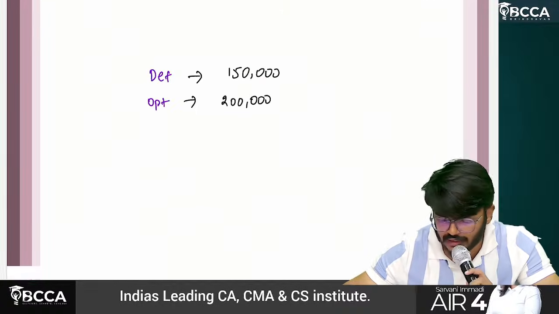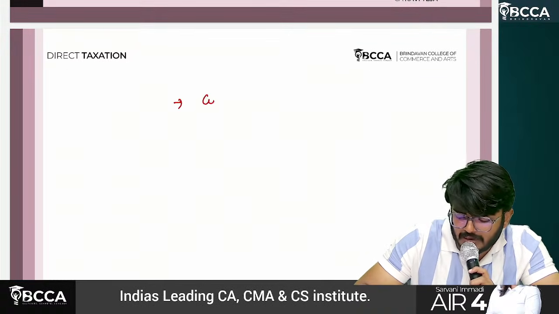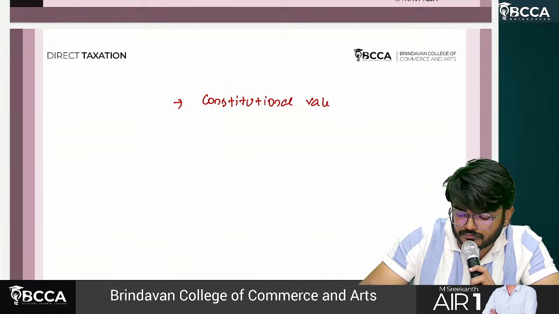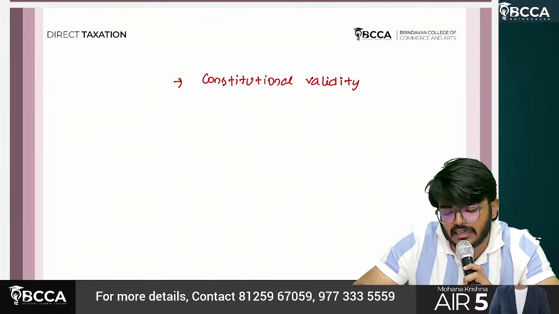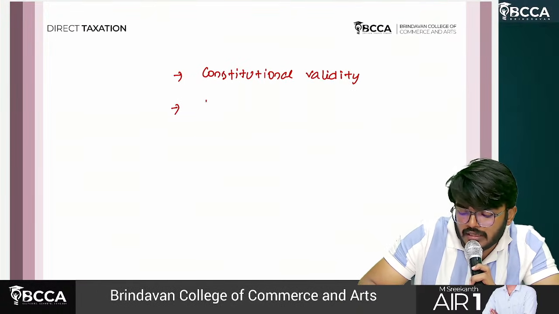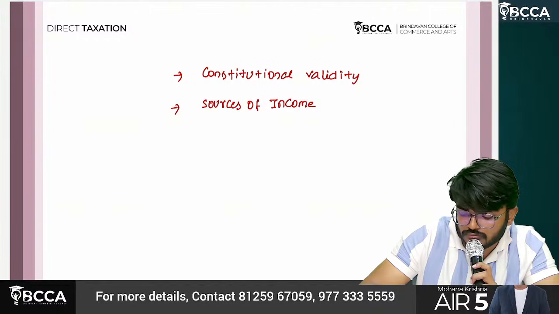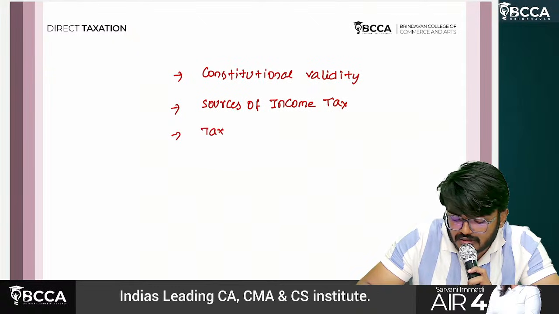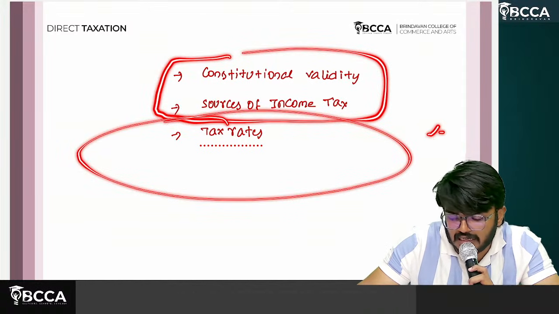Okay, so fine, we will stop our today's discussion till here. In tomorrow's class we have something which we have to cover, which is constitutional validity. Some constitution points we have to see, only 3 points are there. So those points we will cover, and next we have to move to sources of income tax. Okay, these 2 points we have to cover, and then we will start with tax rates. These are very small points, so these will be completed in tomorrow's class, and we will also start with this tax rates also.